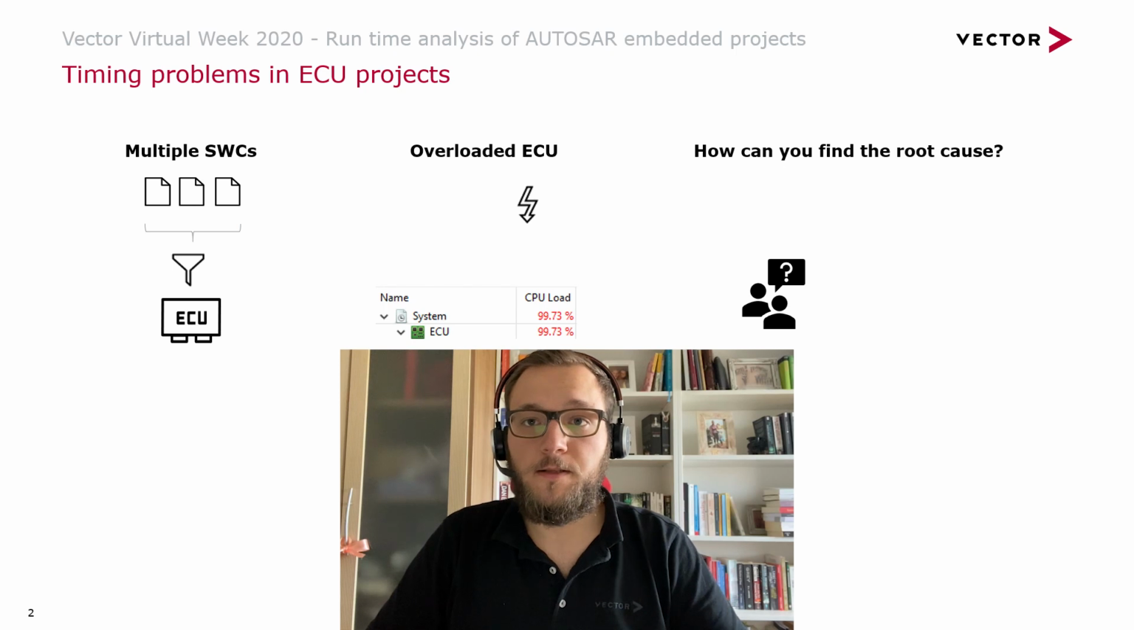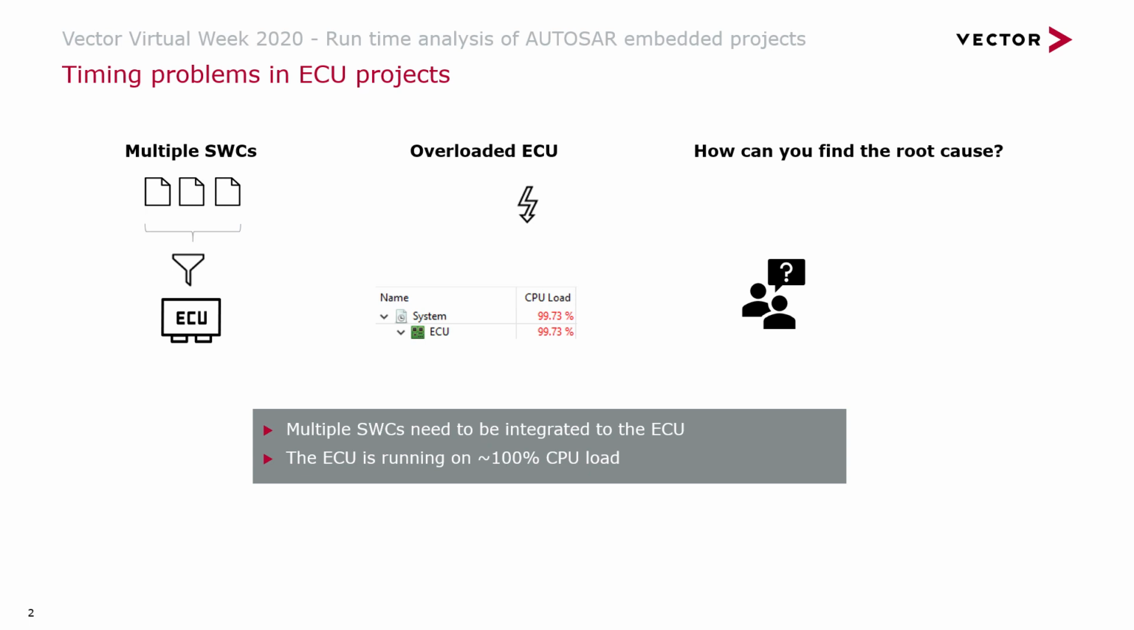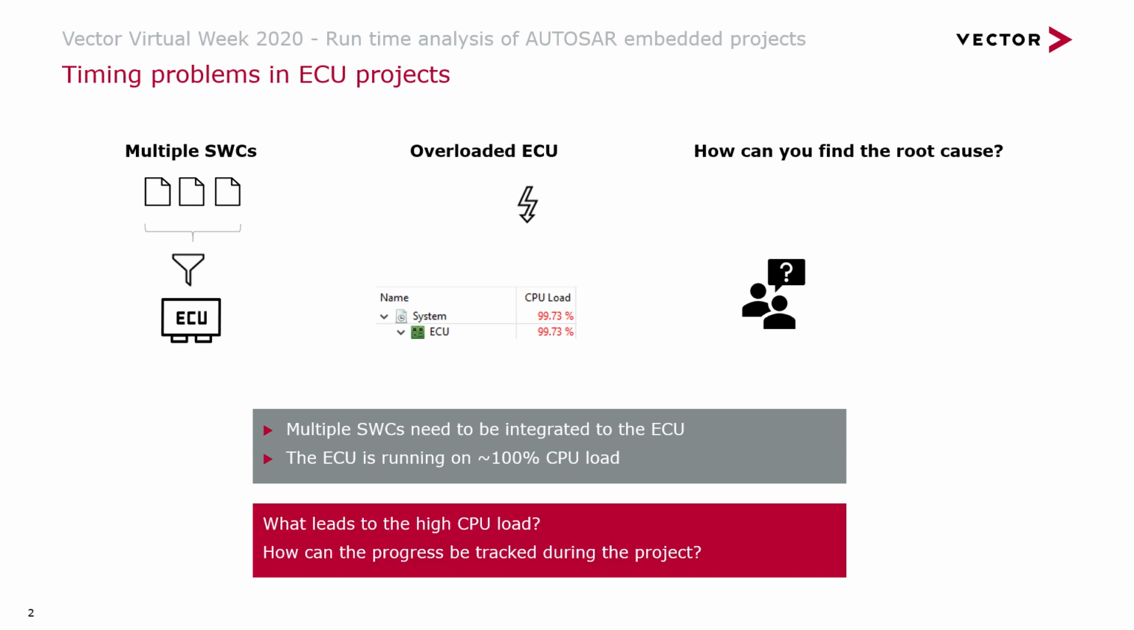This means the initial situation that we want to address today, and the questions we want to answer today, is that we have several software components that are to be integrated at almost 100% CPU load. And we want to find out what leads to this high CPU load. And if we now think of a solution, how can we solve this problem and reduce the load? So how can we guarantee that the project advances in the right direction, and how can we prevent new faults at other places whilst we improve the runtime?